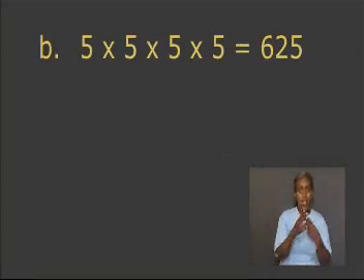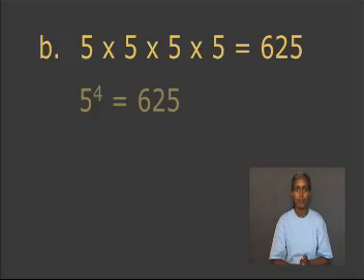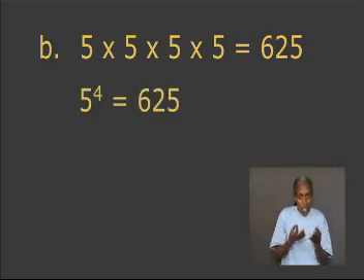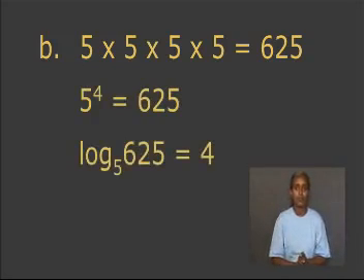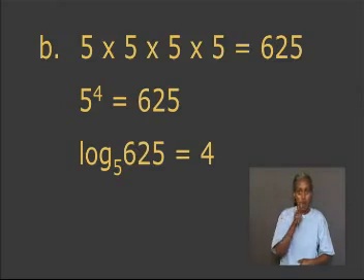5 times 5 times 5 times 5 equals 625. This is expressed as 5 to the power of 4. Therefore, the logarithm of 625 to base 5 is 4.